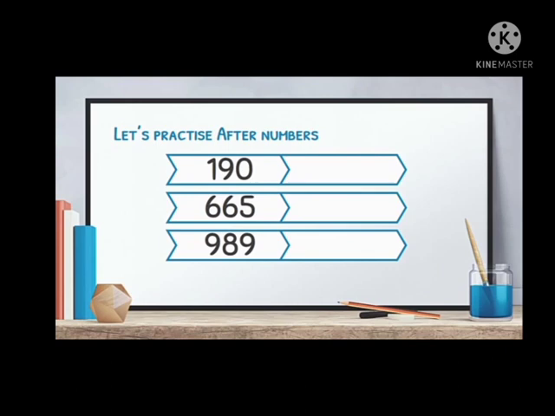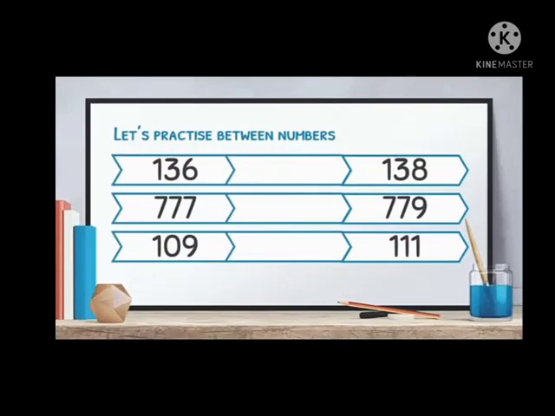Some numbers are given: 190, 665, 989. We want to write the after numbers of these numbers. First of all, we check 190. What is the after number? 191. Next we have 665. After 665 we all know 666. Next we have 989. So what is the after number of 989? That is surely 990.